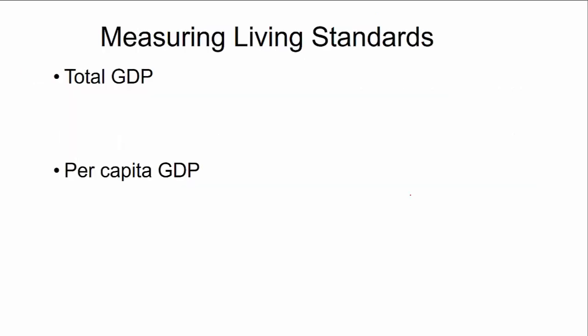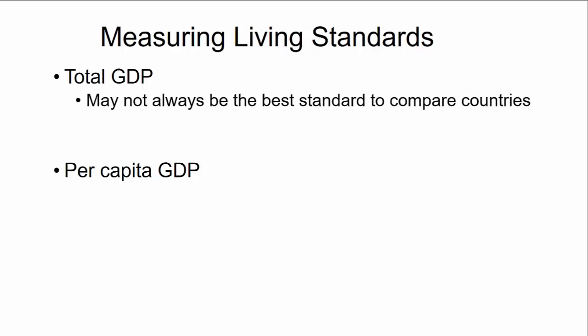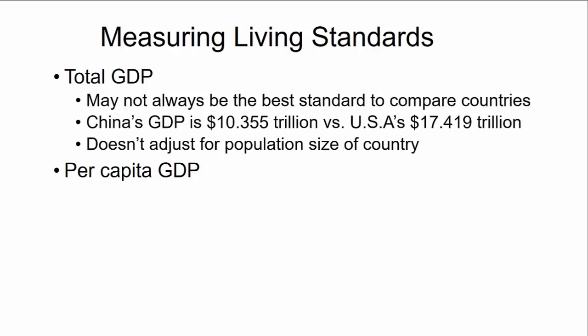As far as measuring living standards, we can look at GDP two ways. Total GDP just tells us the total amount of production that takes place in a country. This isn't necessarily a good way to compare countries. China's GDP is 10 trillion, USA's is 17 trillion. I guess with this one we would say, yeah, USA is richer, but how much richer is USA? Is it only $7 trillion richer? Or is there another way to look at this?